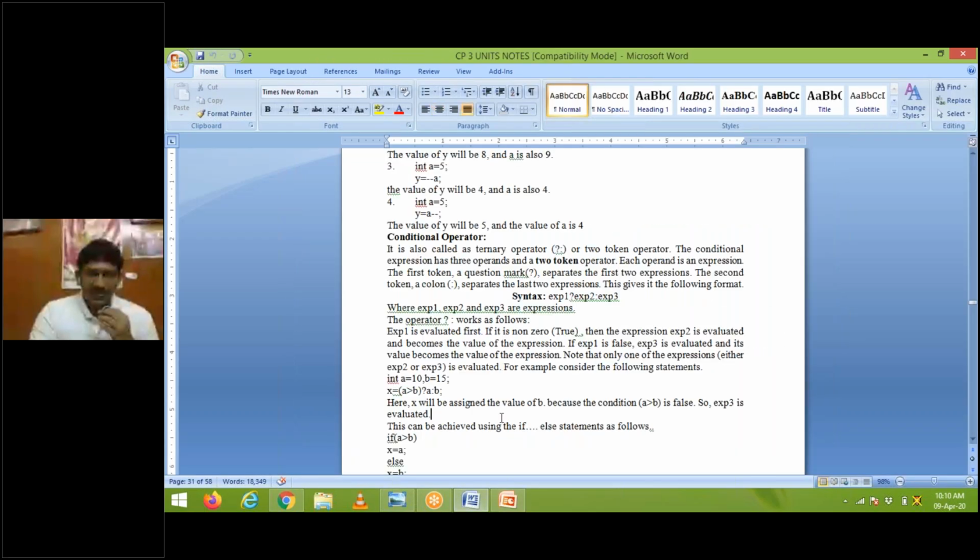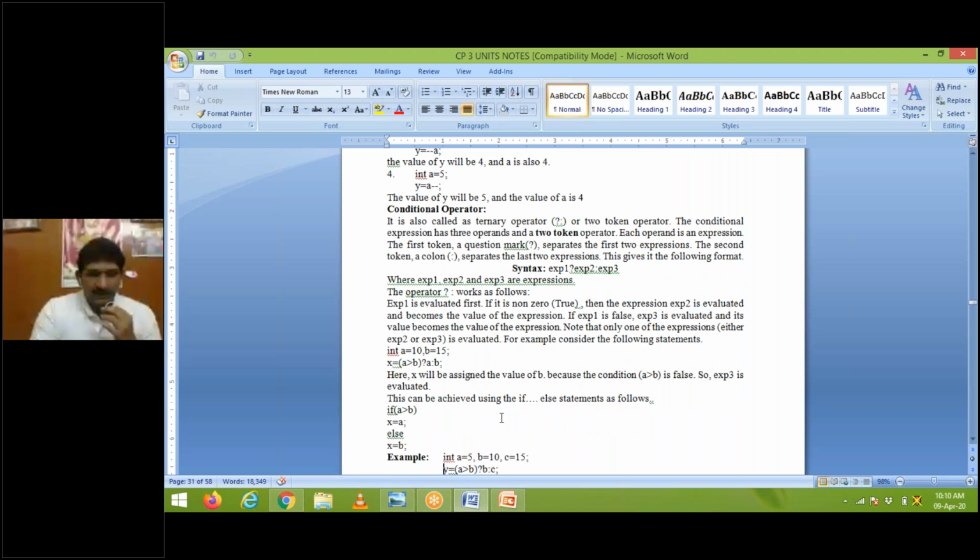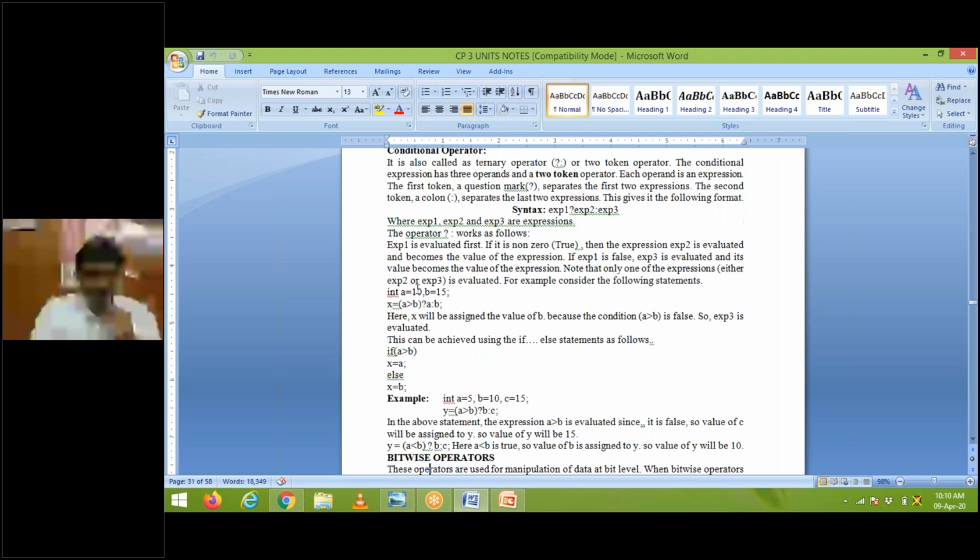Okay, so here I already mentioned each and everything in the notes. You can also check. Like here I am declaring int a value 10, b value 15, x equal to a greater than b question mark a colon b. Here x will be assigned the value of b, because 10 is greater than 15, the condition is false, so expression 3 is evaluated. Expression 1 means the part before the question mark, after that expression 2, and after the colon you are declaring expression 3. So this is called the conditional operator. Now we will see the example program.